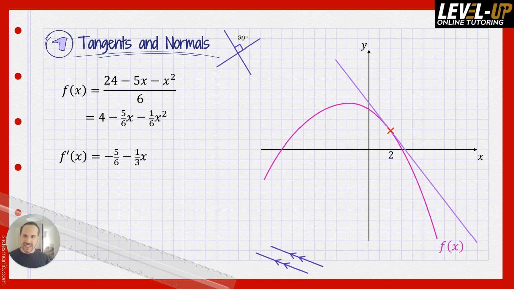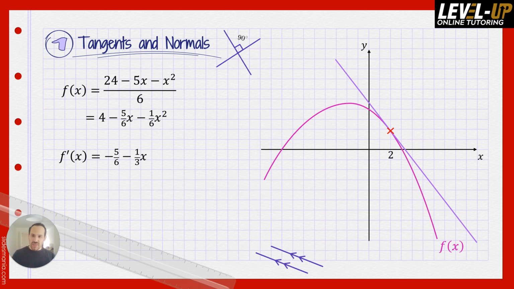The minus 5 over 6x will just be minus 5 over 6. And then the 1 over 6, well, we times that by the power of 2 on the x squared term. And that becomes minus 1 over 3 instead. And we take 1 off the power. So there we go. We can use our understanding of how to differentiate polynomials there.